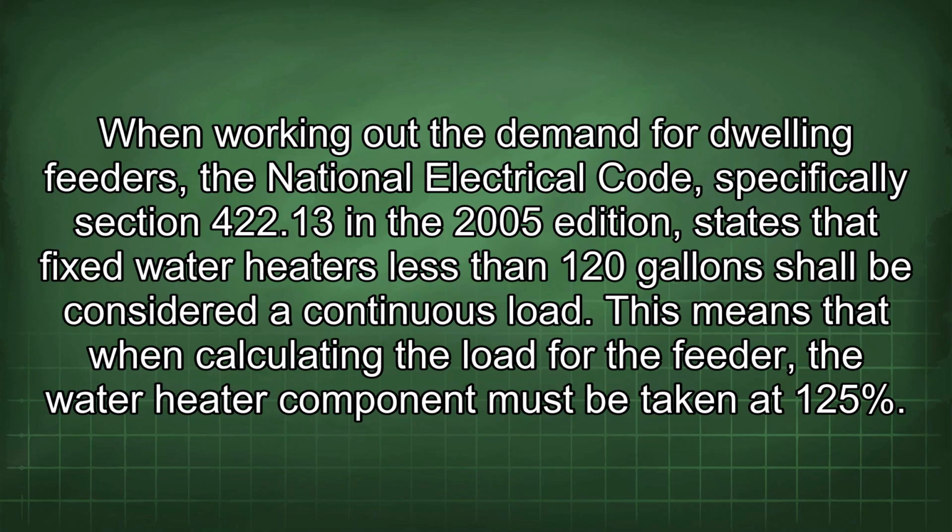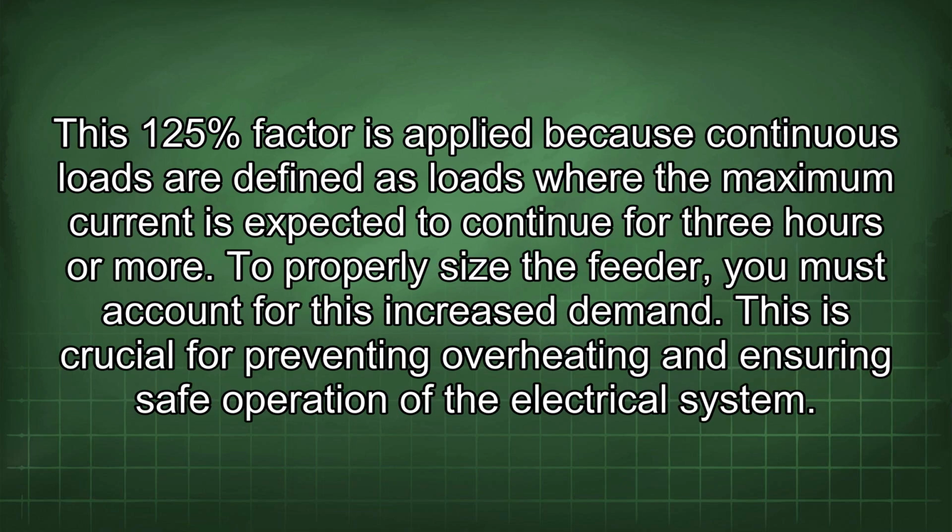When working out the demand for dwelling feeders, the National Electrical Code, specifically Section 422.13 in the 2005 edition, states that fixed water heaters less than 120 gallons shall be considered a continuous load. This means that when calculating the load for the feeder, the water heater component must be taken at 125%. This 125% factor is applied because continuous loads are defined as loads where the maximum current is expected to continue for 3 hours or more.